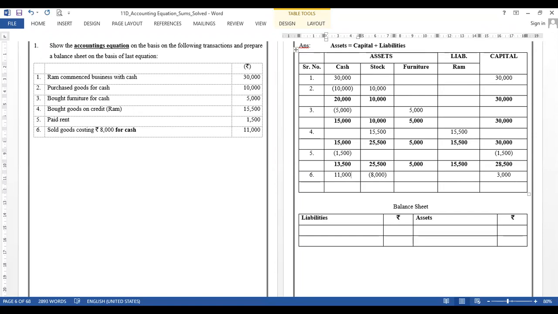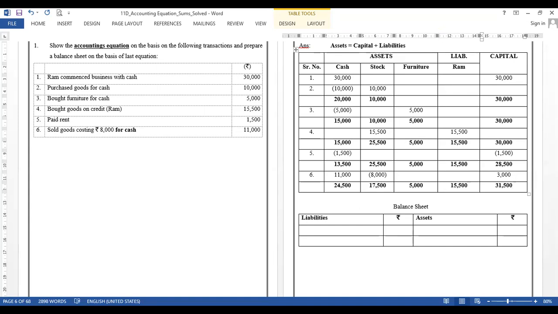Okay, we have sold goods for cash. Goods of 8,000 sold for 11,000, so stock reduces by 8,000, cash comes in 11,000, and the difference of 3,000 has to be taken as profit, which will increase my capital. After this transaction, the new equation is: 13 plus 11 is 24, so 24,500. This will be 17,500. This will be 5,000. This is 15,500. And this will be 31,500.